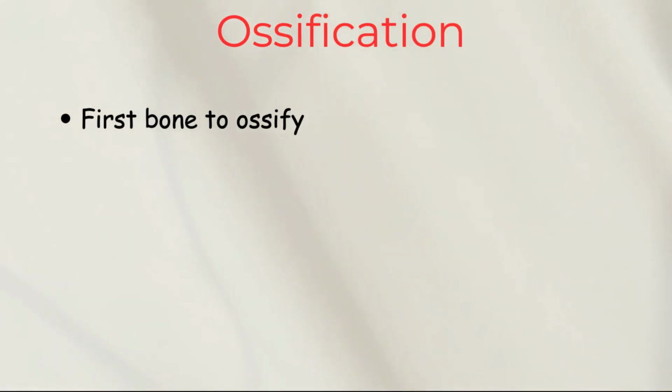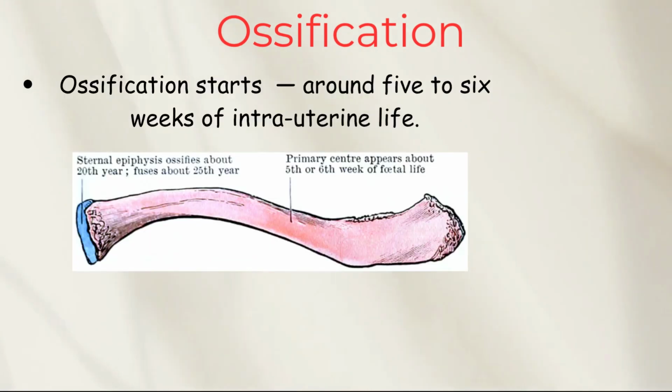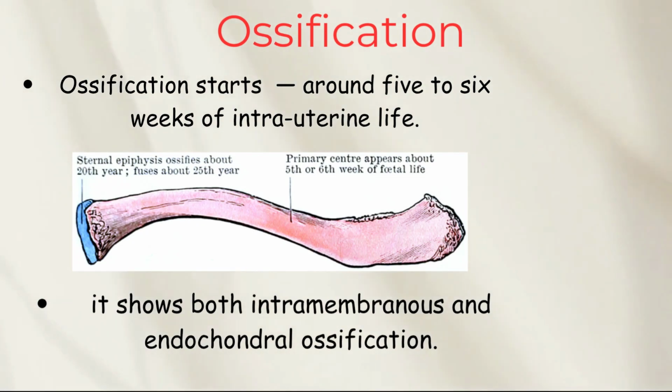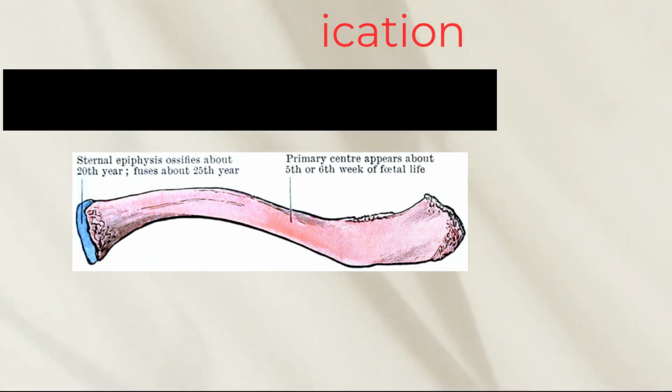Ossification. The clavicle is the first bone to ossify in the human body. Ossification starts very early, around 5 to 6 weeks of intrauterine life. It is also unique because it shows both intramembranous and endochondral ossification.